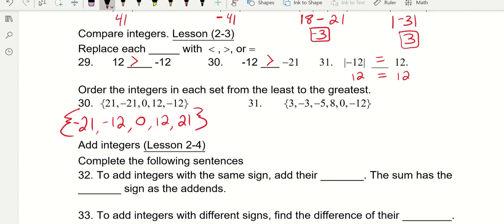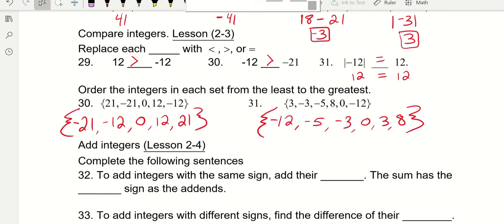Number 31, we have some negative numbers. We have -12, that's the furthest to the left, then -5, then -3, 0, 3, 8. Make sure I got them all. 1, 2, 3, 4, 5, 6. All right, I like it. Set and set.